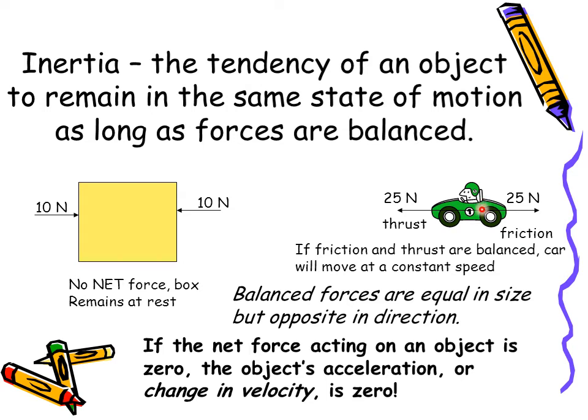If you're driving down the road, once you're up to a particular speed and you put on your cruise control, at that point the force of friction is exactly balanced by the thrust of your engine, and you will maintain your same state of motion. You will continue to move in a straight line at a constant speed. So balanced forces are equal in size, opposite in direction, and if the forces are balanced, then there is no net force acting on an object. The net force would be 0. So the object's acceleration, or change in velocity, would be 0.